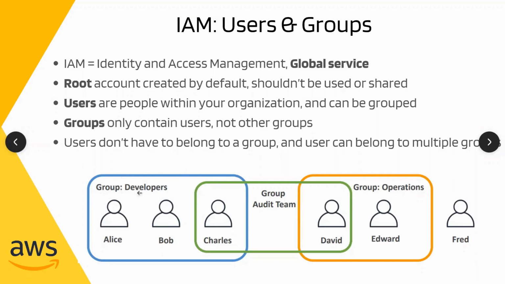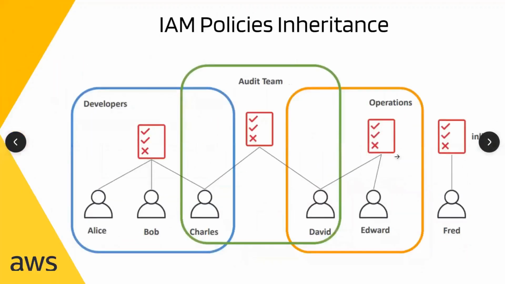Like the developer group has a policy that it can access only the development part. The audit team has some roles and policies that it can access only the billing part. These are some rules and policies which every group and user has. It's very simple. I will take you through one more example.